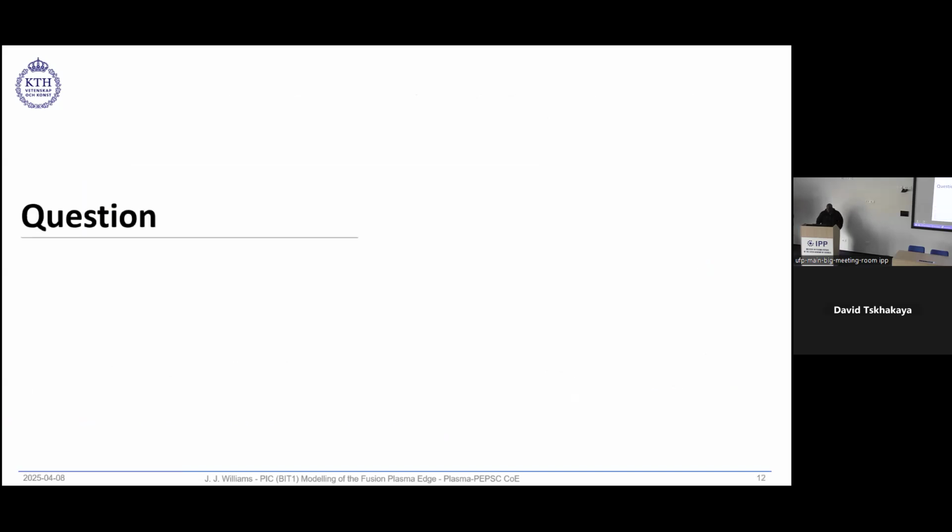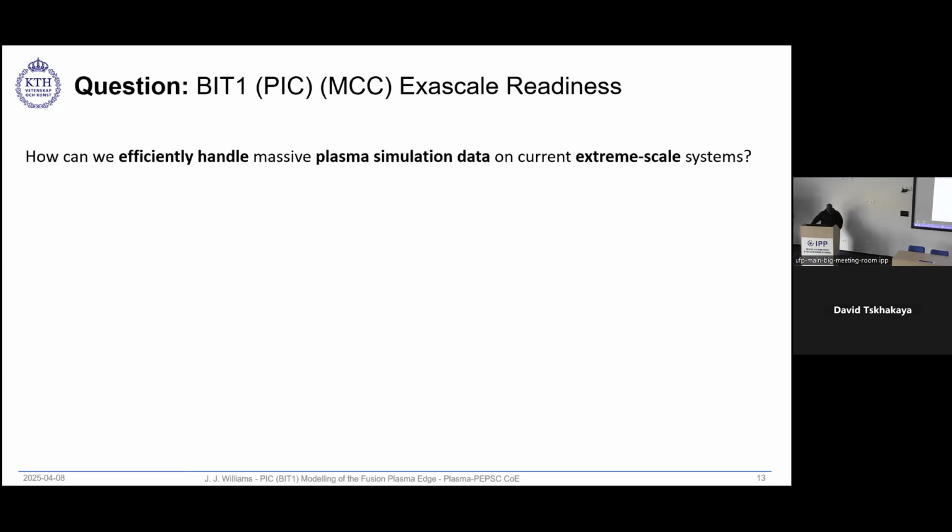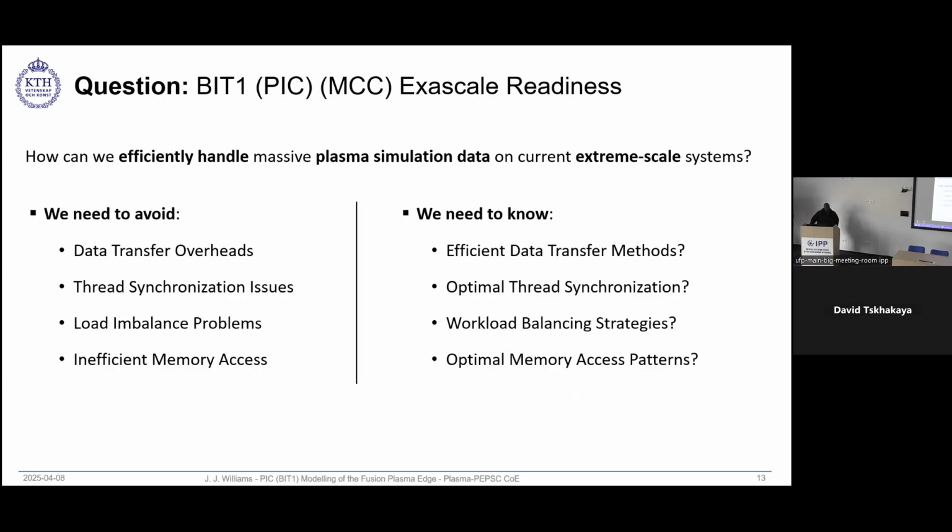All right, let me give you a question now. How can we efficiently handle massive plasma simulation data on current extreme exascale systems? That's a very, very loaded question. We need to avoid some things, and we need to know some things when it comes to CPU now. We're not talking about GPUs, CPUs, right?